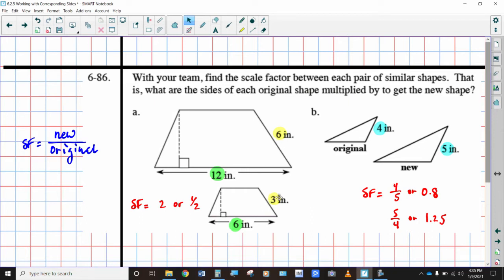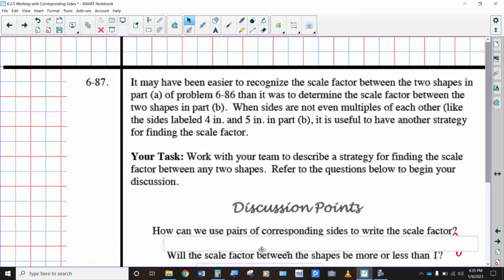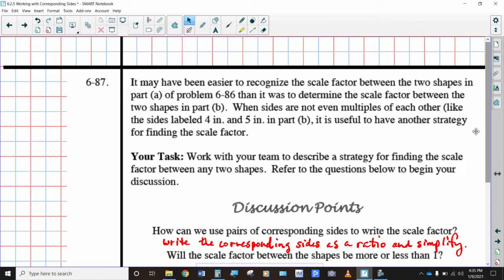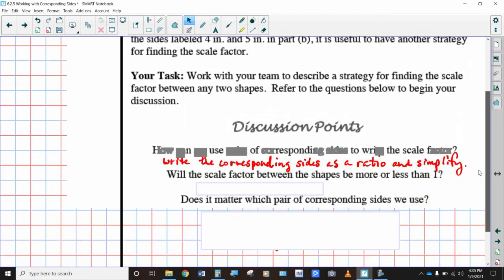Here, I had already simplified it, and I just think of it as a multiplication process. I didn't even use the corresponding sides for example A, but for B, we had to. And so what do we do there? We just write them as a ratio and then simplify the ratio or convert that ratio, which is a fraction, to its decimal equivalent and use that as our multiplier.